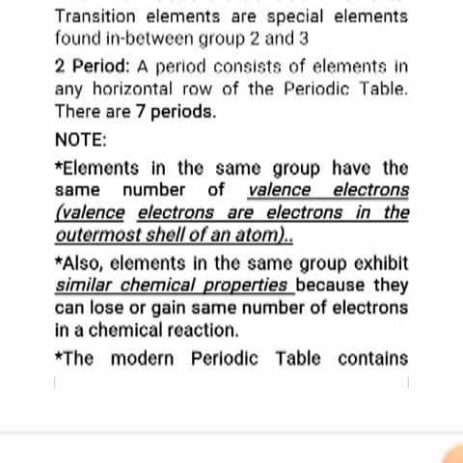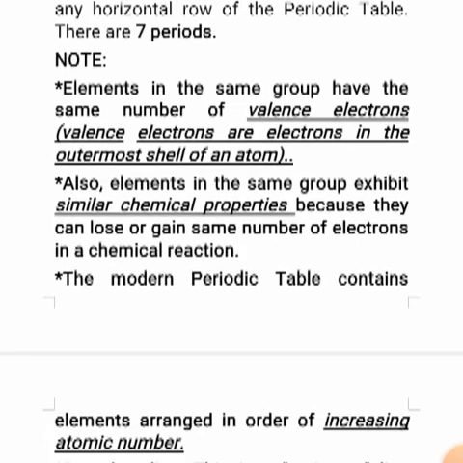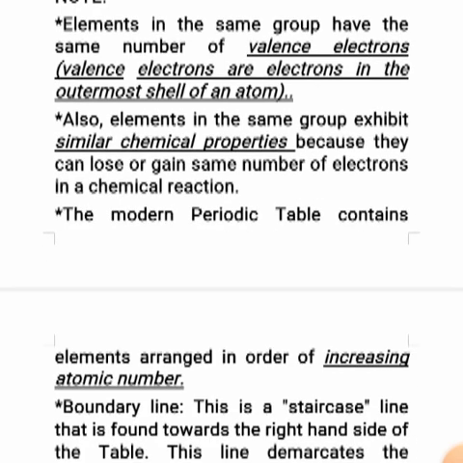Period: a period consists of elements in any horizontal row of the periodic table. There are 7 periods. Now note, elements in the same group have the same number of valence electrons. Valence electrons are electrons in the outermost shell of an atom. Also, elements in the same group exhibit similar chemical properties. This is because they can lose or gain the same number of electrons in a chemical reaction.